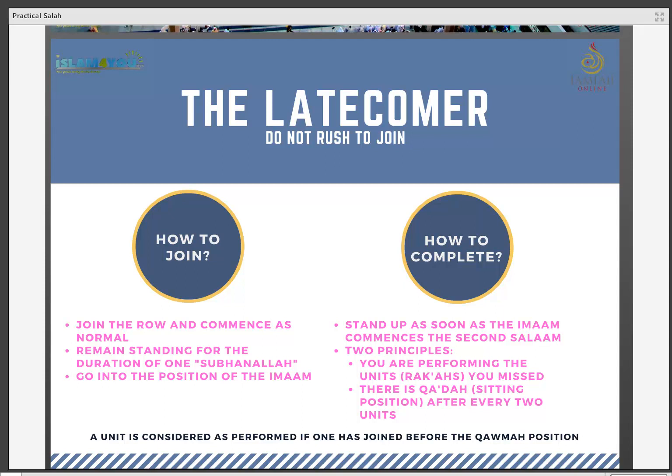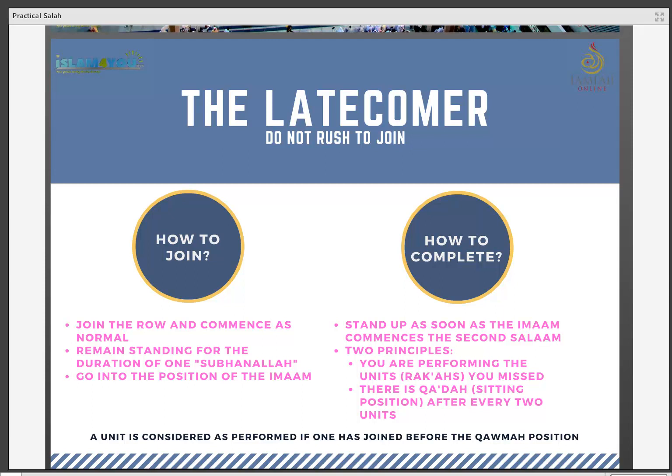Alright, so that is the first principle, that we are performing the units that we must, and we do not regard what we got as the first 2 units as an example. The second principle is that there is the qa'da, the sitting position after every 2 units. So there we will not consider that, no, I'm actually in rak'ah number 1, so now there isn't a sitting position after that. The qa'da is before we stand up for the third unit, we will sit in the sitting position. So normally after every two units, we will sit. So here the same thing.